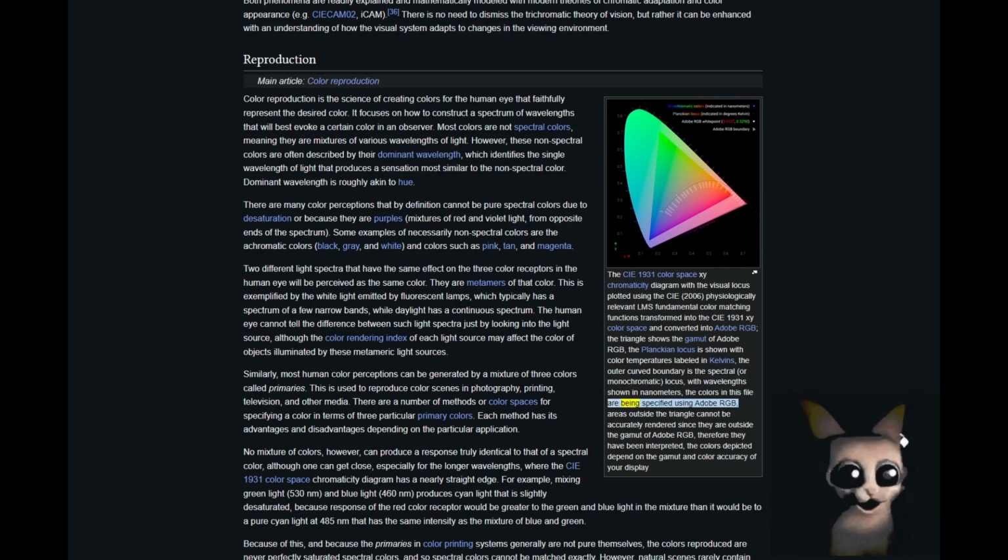The colors in this file are being specified using Adobe RGB. Areas outside the triangle cannot be accurately rendered since they are outside the gamut of Adobe RGB, therefore they have been interpreted.